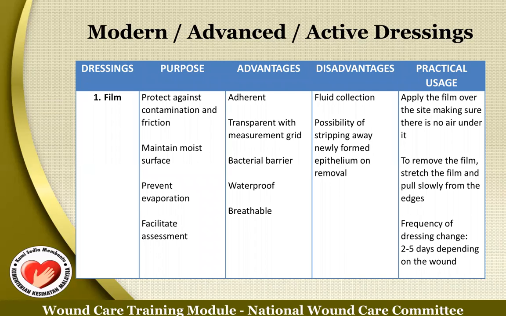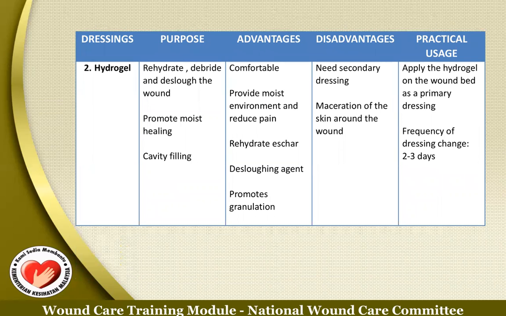Examples of film will be Tegaderm or Opsite dressing. Second type of dressing, hydrogel. It rehydrates, debrides, and dislodges slough in the wound, promotes moist healing, and fills cavities. More advantages are that it is comfortable, provides a moist environment and reduces pain, rehydrates scar, acts as a dislodging agent, and promotes granulation.